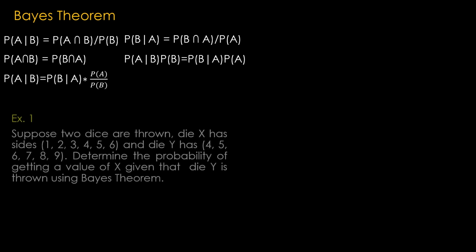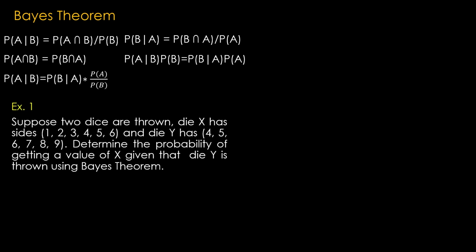Sige. Example. So, suppose two dice are thrown. Die X has sides of 1, 2, 3, 4, 5, 6. And die Y has sides of 4, 5, 6, 7, and 8. We are to determine the probability of getting a value of X given that die Y is thrown using Bayes theorem. So if we try to solve this problem using conditional probability, that would be very easy. We are to find lang the probability of getting X given that the Y has been thrown.